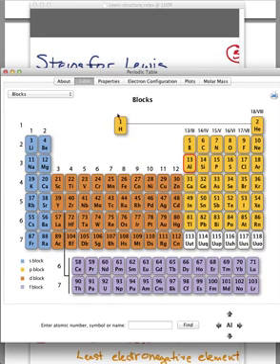There you are. And you can get the valence electrons based off the group that they're in. So 1, 2, 3, 4, and so forth and so on.